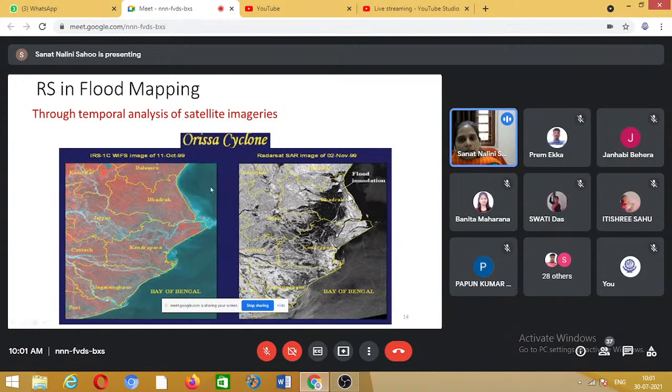So this particular image shows the Orissa 99 super cyclone. This is a particular area on the date 11th October 99, and this shows the image of the same area on a different date, post cyclone, on 2nd November 99. You see the differences. So now this is a raw image.